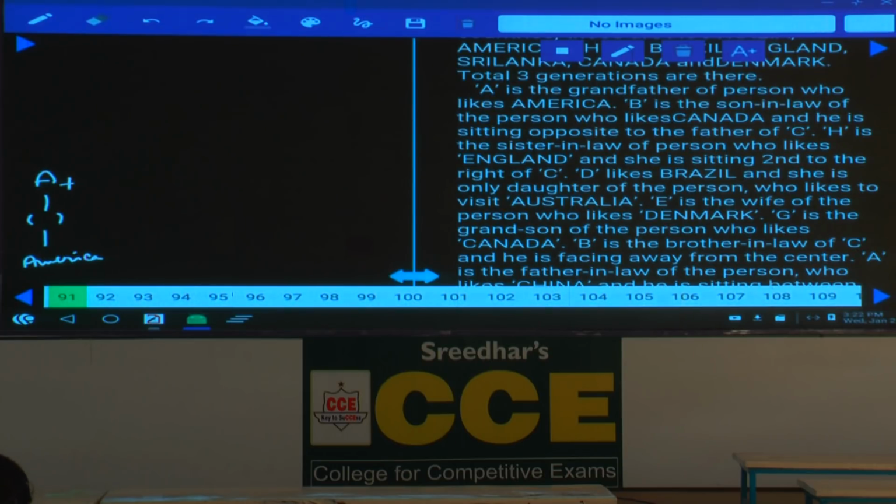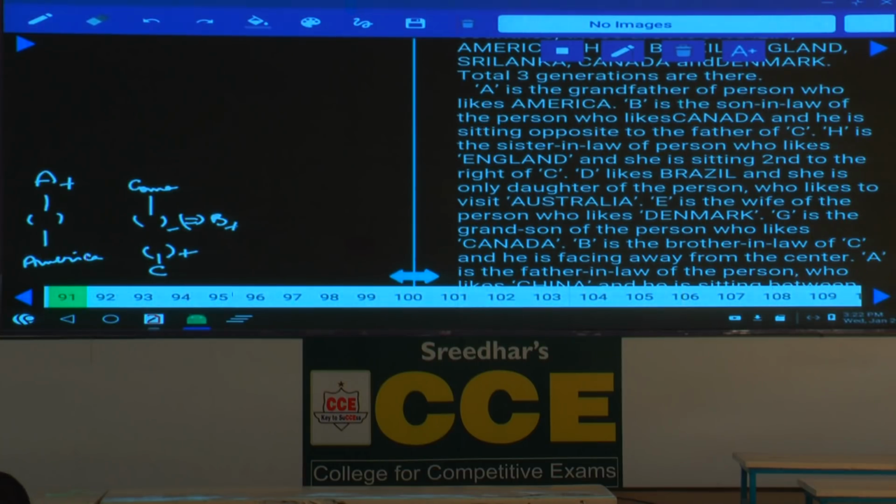And B is the son-in-law of the person who likes Canada. Son-in-law means daughter's husband. This is the second piece of information. And he is seated opposite the father of C. Now that person is seated opposite the father of C, that means he has a father as well.